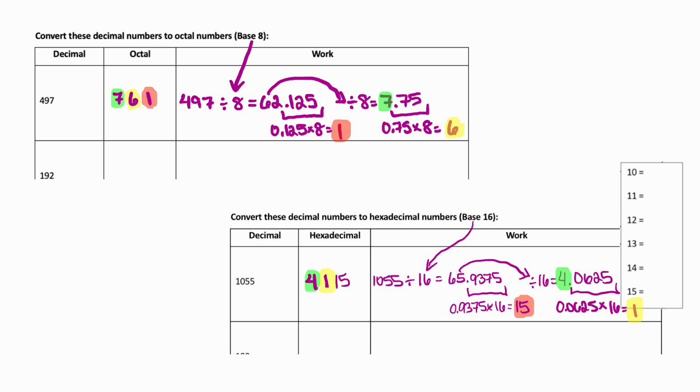Instead, in hexadecimal, numbers that have 2 digits are converted to letters. So 10 equals A, 11 equals B, 12 equals C, 13 equals D, 14 equals E, and 15 equals F. We stop there because 16 divided by 16 would bring us back to 1. So our final hexadecimal value for the decimal number 1055 is actually going to be 41F. Now you'll be finishing the rest of the problems on the worksheet.